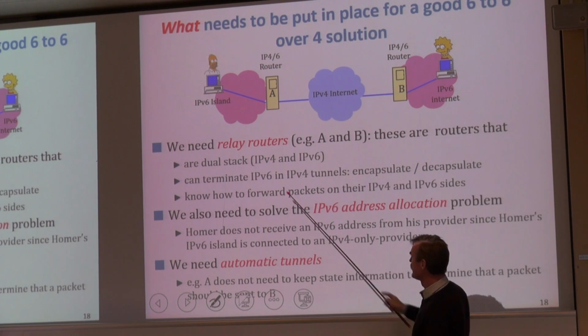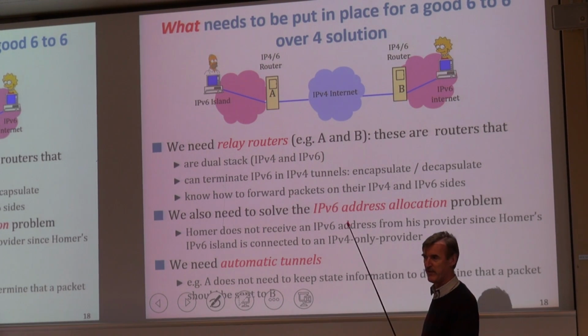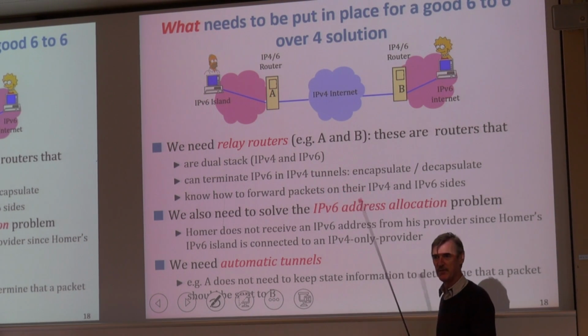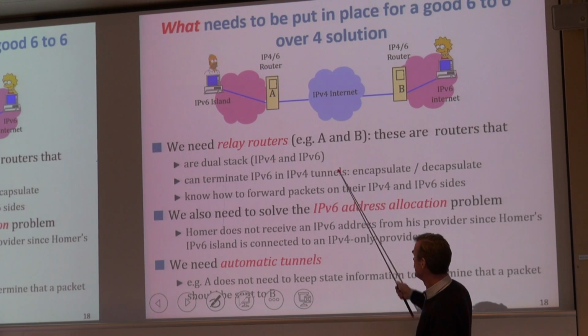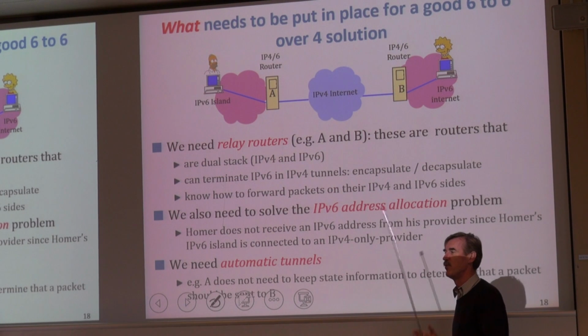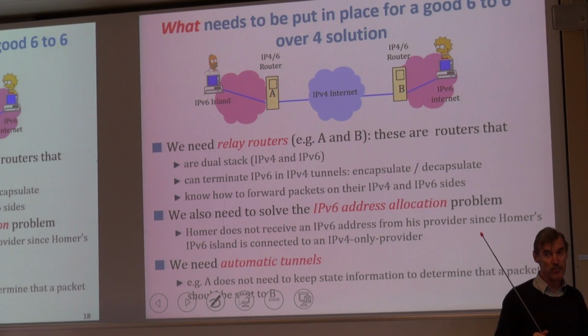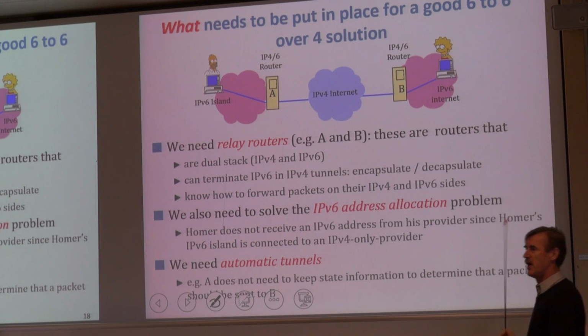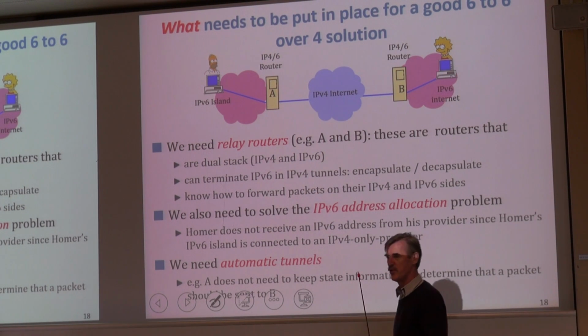Now this relay router, of course, needs to have both IPv4 and IPv6 to do its job. And it needs to manage the tunnels in 2 ways. It needs to be able to encapsulate and decapsulate, which is easy, and it also needs to know where to send the thing. If you remember Homer's case with his 2 sites network, it was easy to do a router-to-router tunnel.